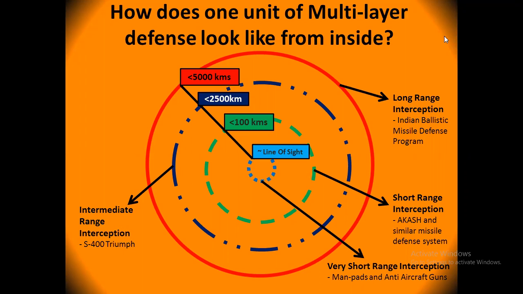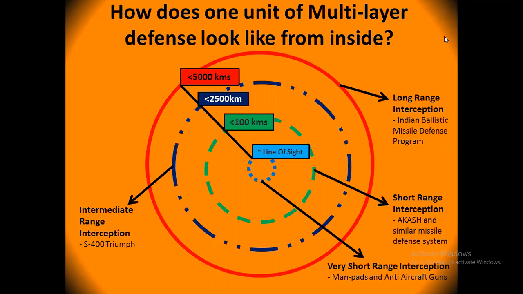And the most important here is the line of sight, the very short range interception, where MANPADS and anti-aircraft guns are used. To give an exact idea, you might have seen in the movies that the action heroes use a bazooka.